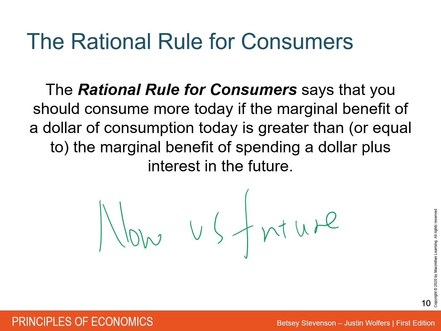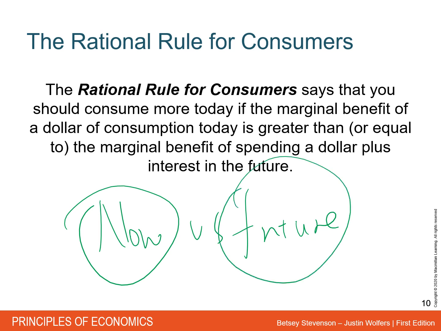Now, if you're somebody who values today more, then you're going to spend more money today. But if you're somebody who values your future more, so you believe that this money saved will give you actual benefit in the future, then you're more likely to save the money, right? So that's called a rational rule for consumers. We're comparing our marginal benefit for a dollar of consumption today versus the marginal benefit of a dollar of consumption in the future. That's the determination for our current consumption level.